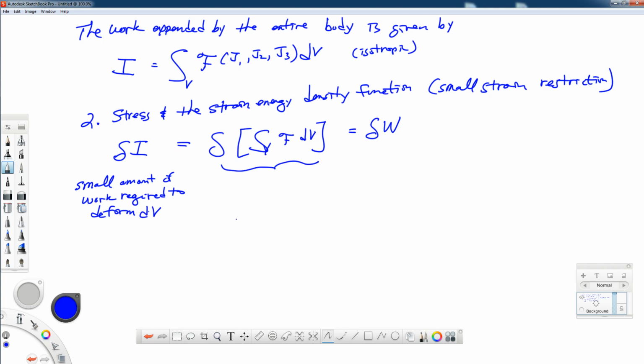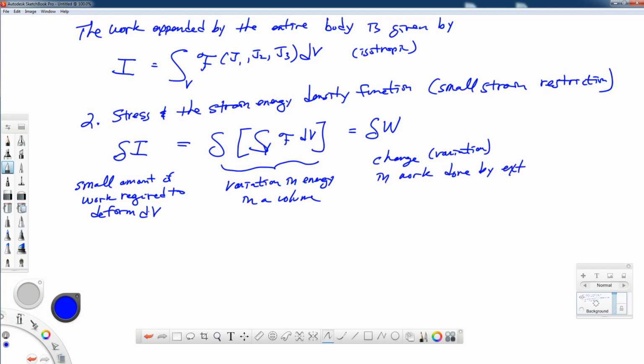Small amount of work required to deform that little bit of volume is equal to the variation in energy in a volume, equal to the change or variation in work done by external forces. And to make it clear, we have no particular losses. Now the way we can get stress in here is by looking at the right-hand side, looking at the work done.